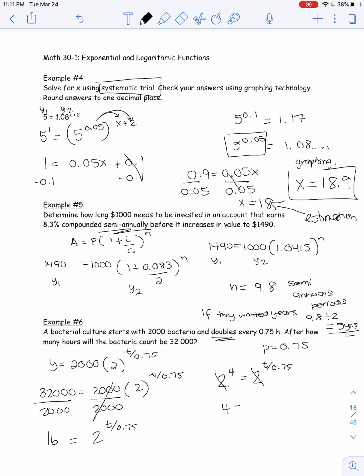Now the bases can cross each other off, leaving us with 4 is equal to t over 0.75. Lastly, we can multiply both sides by 0.75. So 4 times 0.75 gives me 3. And don't forget to include the units. So we're going to say, therefore, it's going to take 3 hours.